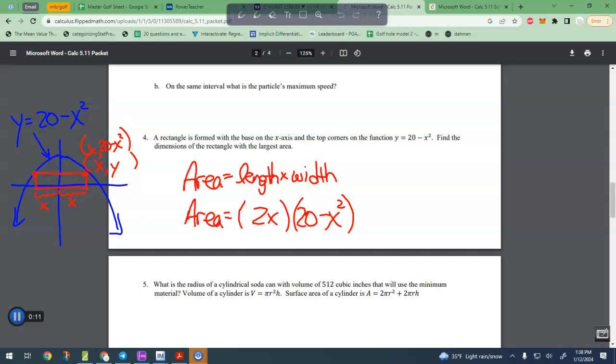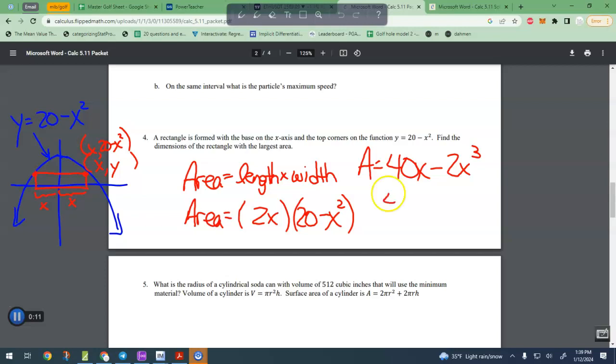I think that's kind of a tough one because you got to worry about going each direction. Do you have questions on getting to there? So then I take the derivative. Well, I would probably simplify it first actually. I'd make it area equals 40x, because I'm just going to distribute. So 40x minus 2x cubed. Disgusting answer.